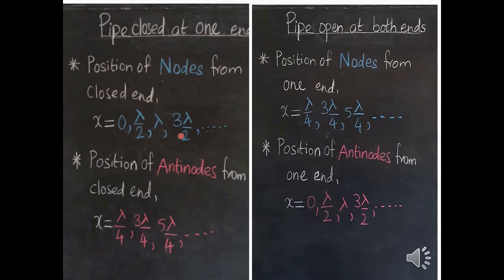If you observe it carefully, as nodes are formed at the end here and antinodes are formed at the end here, the position of nodes from the closed end and the position of antinodes from the open end here are same. And here the position of nodes from one end and the position of antinodes from the closed end are same.